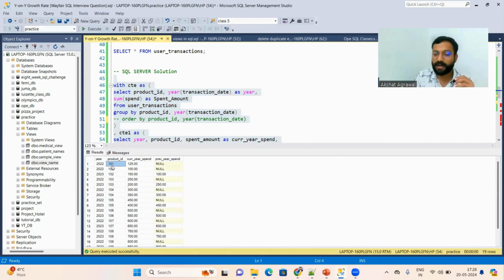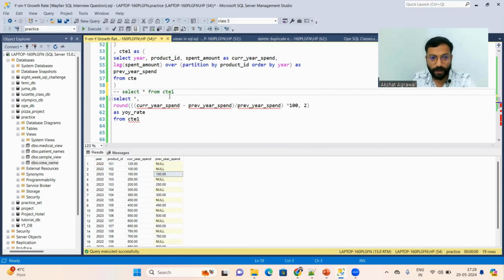So for example, product 101 was sold in 2022 for 125 rupees, or whatever currency. But the previous year sale is null. That means this product 101 was not sold in 2021. If we see product 102, it was sold in 2022 for 100 rupees and 2023 for 150 rupees. So see, in the previous year spent, it is showing 100 rupees. So this is what we are getting till here. I hope everything is clear till here. So we have used the lag window function to get the previous year sale.